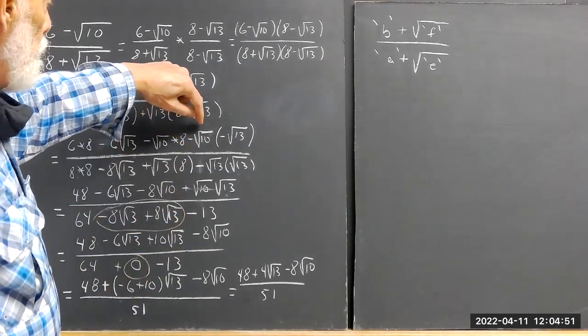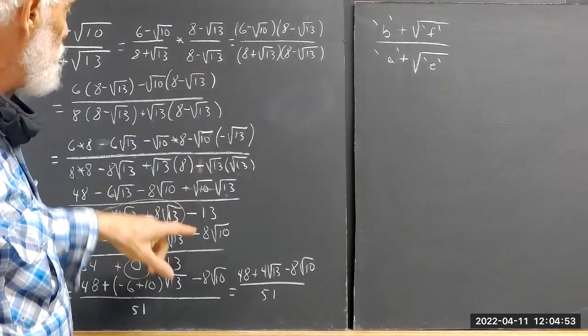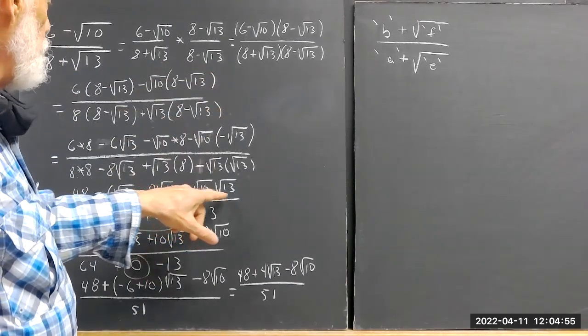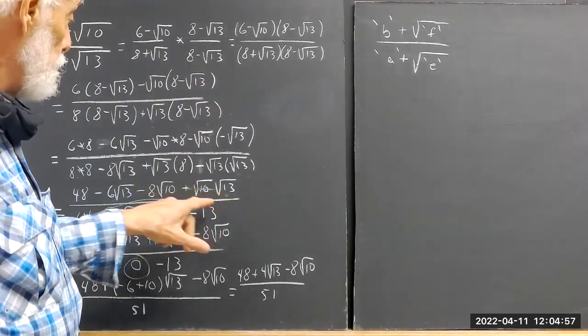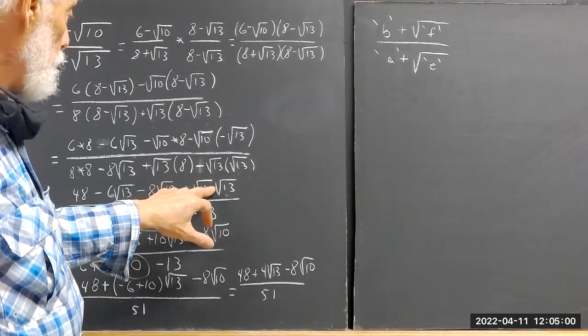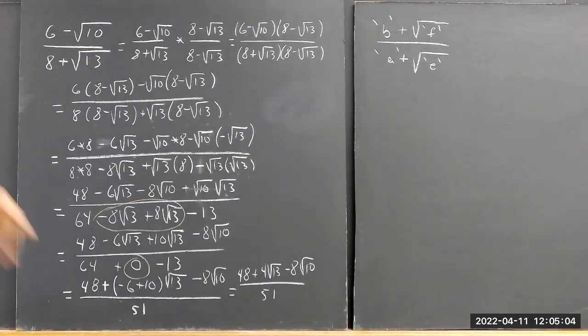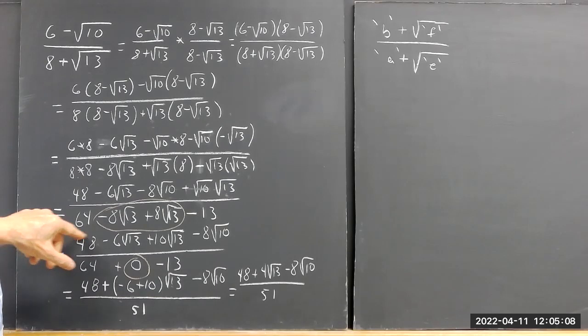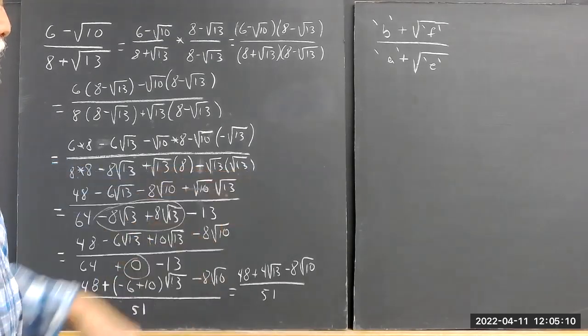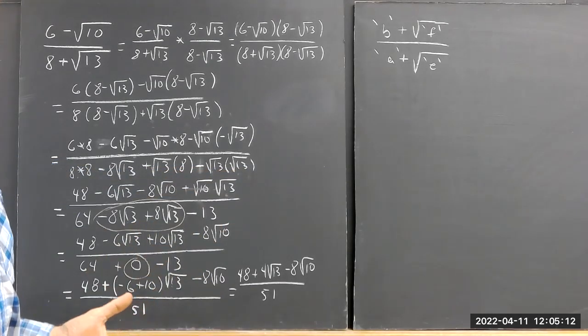Okay, and then minus times a minus is a plus. We're going to write this as the square root of 10 times the square root of 13 for reasons that'll become apparent in a minute. That's a smudge. I haven't crossed out that square root of 10 or anything. Okay, in the denominator, 8 times 8 is 64. And square root of 13 times square root of 13 is 13.